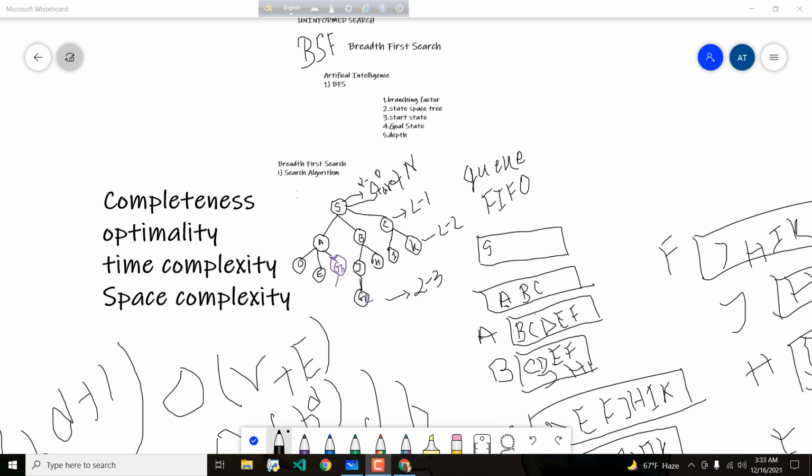And also remember how we are applying BFS: it's an uninformed search. And one more thing that I forgot to mention is that we apply BFS on an unweighted graph, not a weighted graph. What does unweighted graph mean? All of the weights are basically the same. So this is an unweighted graph.